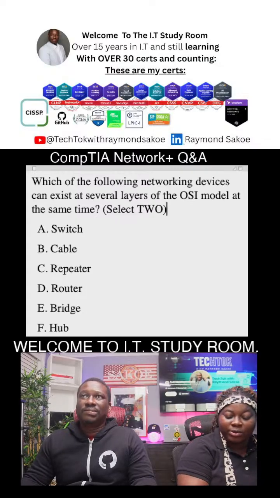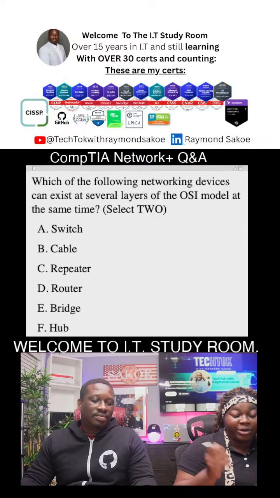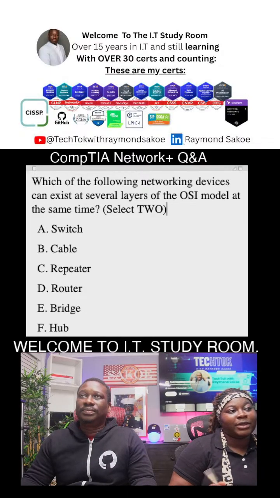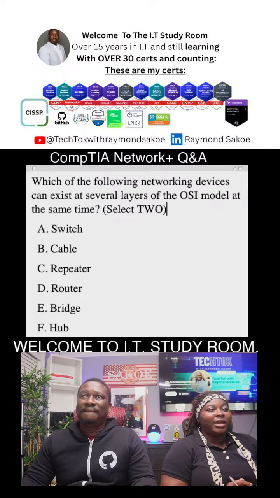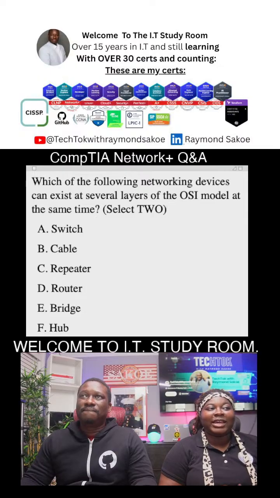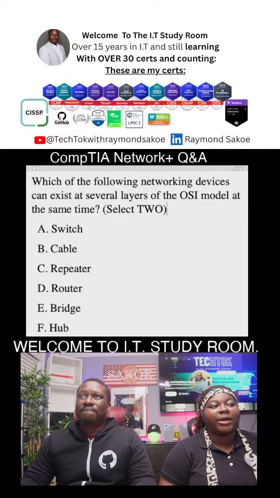Which of the following network devices can exist as several layers of the OSI model at the same time? We're supposed to do the OSI model live, right? I'm gonna write that down again so we could try to get that done. It's not enough days in a week. So we have A and F, A and D, F, we have D. Definitely A is one of the answer choices.